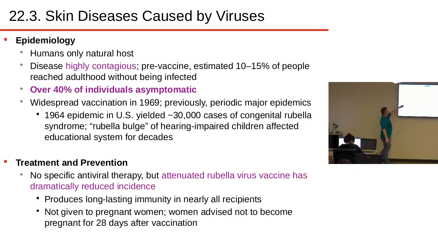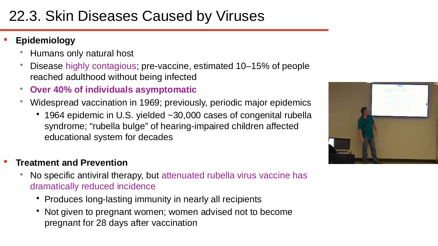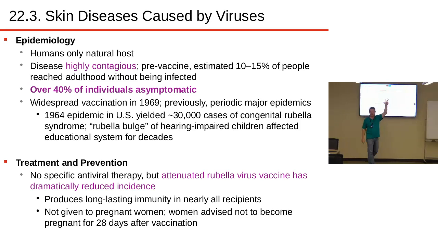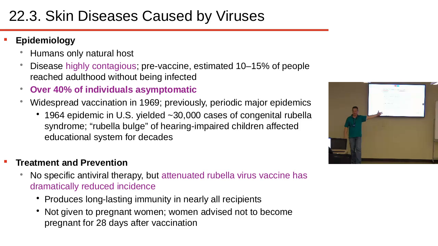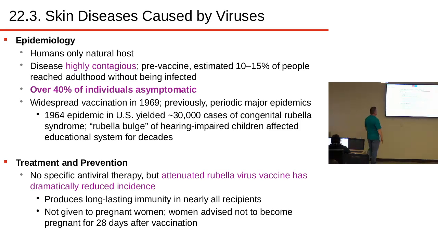So again, humans are the only host, highly contagious, but over 40% of people end up being asymptomatic because it is a minor illness, what they call 3-day measles. So in this case, it's not surprising that a lot of people are going to be asymptomatic when they get it. This is going to be the same vaccine, so measles, mumps, rubella, right? Rubella is the German measles. So here's just part of that same vaccine strategy. And when the vaccine was distributed, we started seeing much lower incidence, as you would expect.